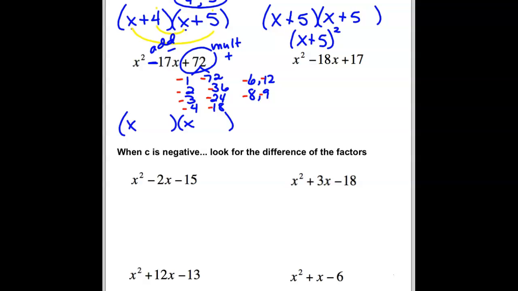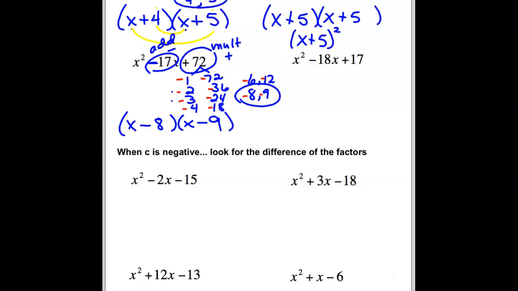But now when we look at adding our numbers together, we can see that they would add up to negatives. We need them to add up to be a negative 17. Our first pair adds up to negative 73. Our second pair adds up to negative 38. Our third pair adds up to negative 27. The only pair that's going to add up to negative 17 is the 8 and 9. So we need an x minus an 8 and an x minus a 9. Does not matter which factor you put which number in.